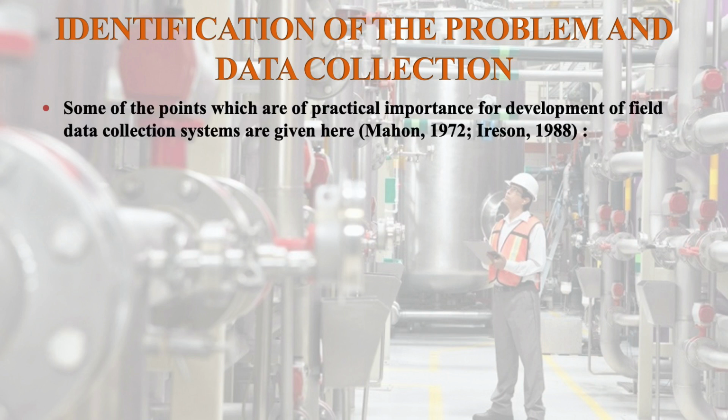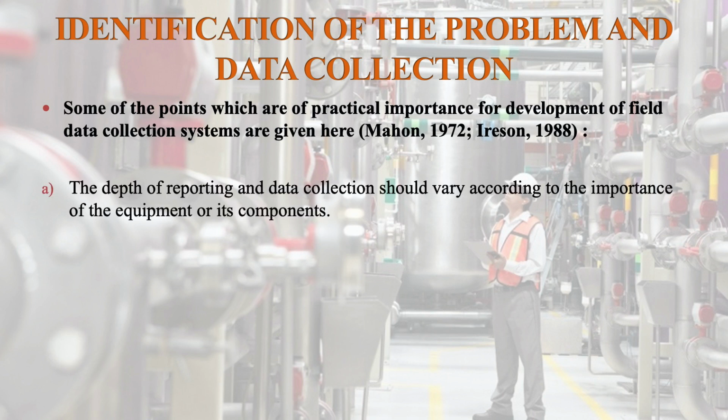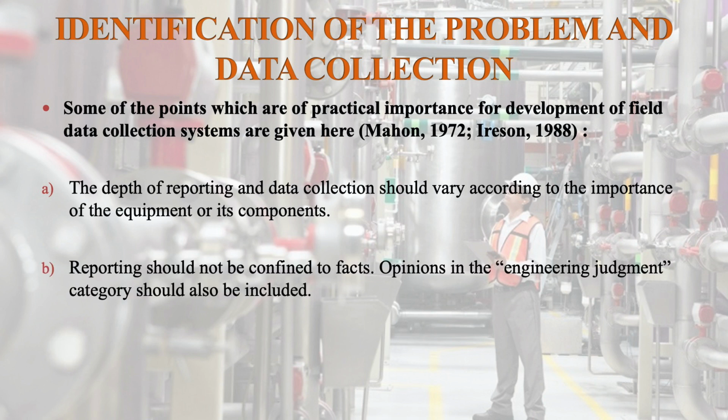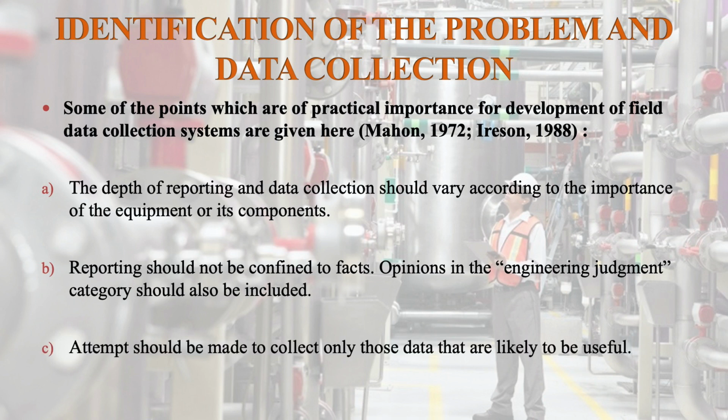Some of the points which are of practical importance for development of field data collection systems are given here, Mahan 1972 or Arison 1988. A. The depth of reporting and data collection should vary according to the importance of the equipment or its components. B. Reporting should be confined to facts; opinions in the engineering judgment category should also be included. C. Attempt should be made to collect only those data that are likely to be useful.